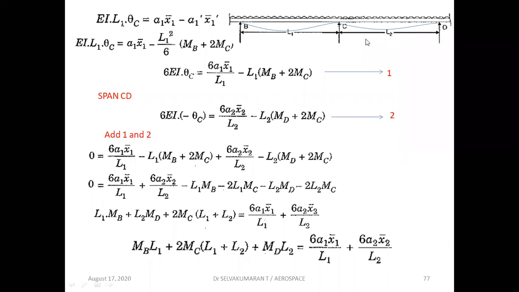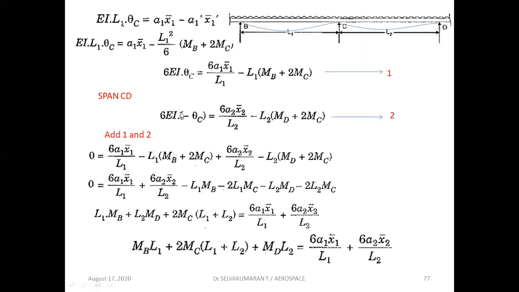Since I am considering the span CD, that is span 2, you can change the subscript 1 to 2: A2 x2 bar divided by L2, and replace L1 with L2. Now here MD is the support we are having. In that case, MB was the left hand support. In this case, MD is the right hand support. C is common to both the spans, so it will remain as it is, plus 2 times MC. Let this equation be 2.